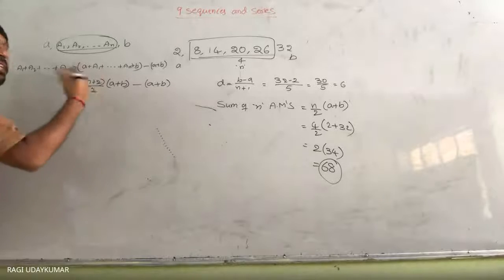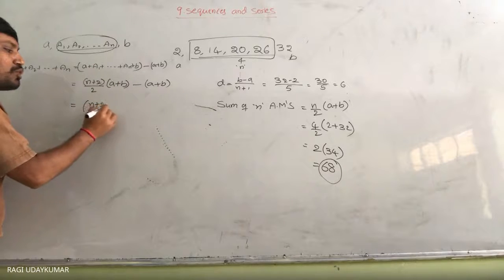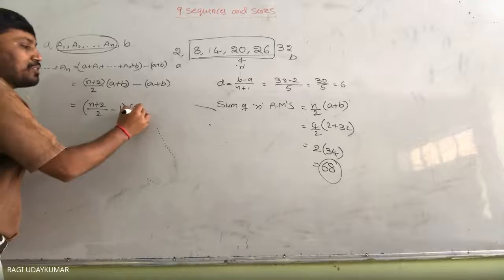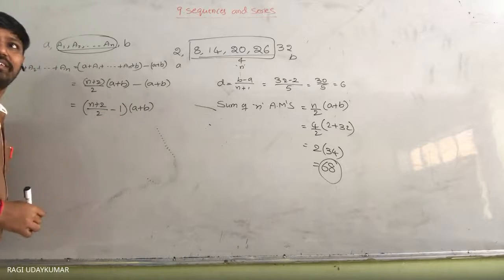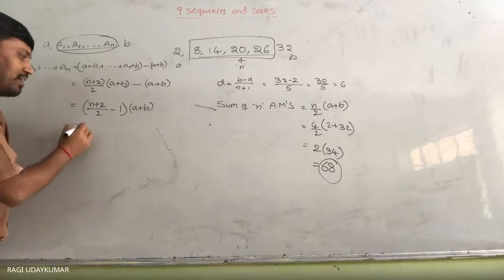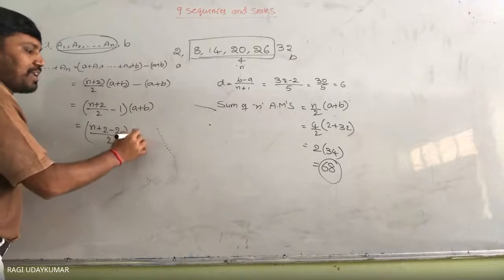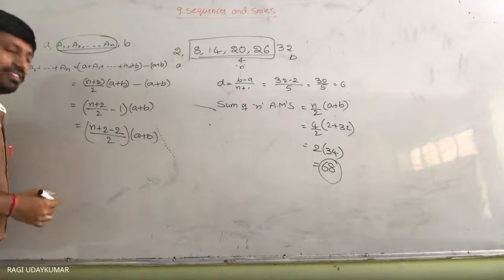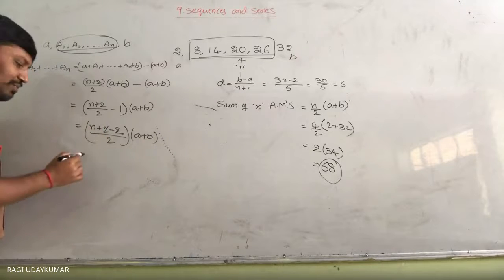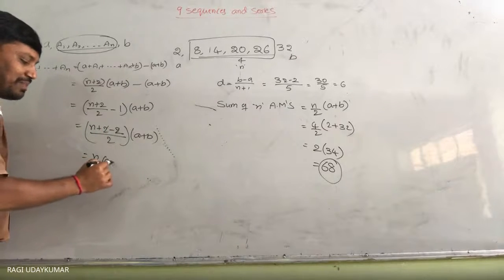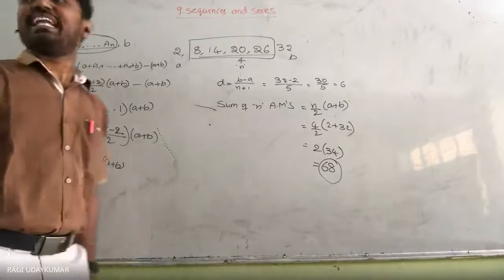Take a plus b common. So what do you get? n plus 2 by 2 minus 1, of a plus b. Understood? So what do you get? n plus 2 minus 2 by 2, of a plus b. So these two cancel. We get n by 2 of a plus b. Simple proof, nothing more to it.